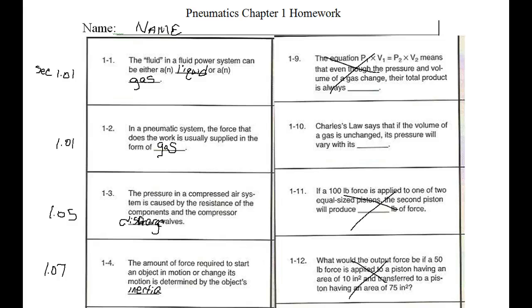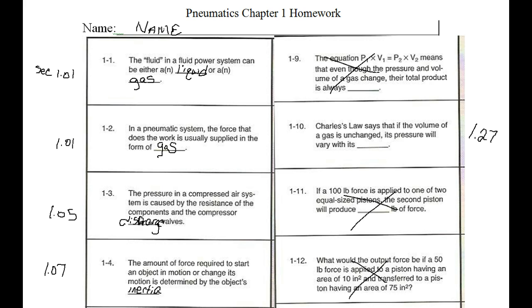Let's see, one more. Charles' law says that if the volume of gas is unchanged, its pressure will vary with its what? Does anybody know that? It will vary with its temperature. Where is that? Charles' law is in 1.27. So I'll just write 1.27, and then when you look there, you'll find it.